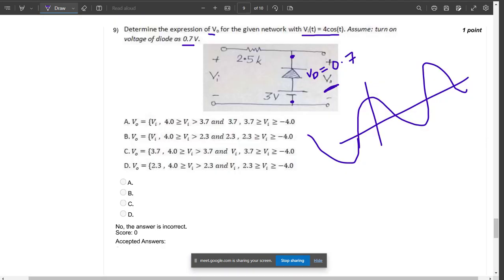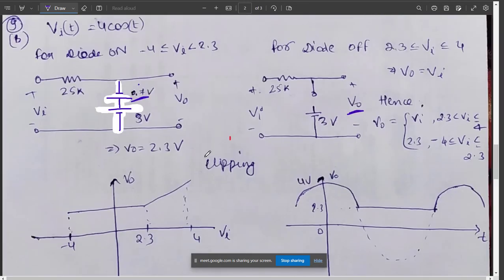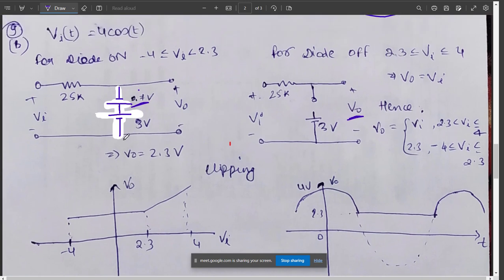So our diode is like this, right? It is in this direction. So if it is in this direction, that means the diode will be on when the current is in the negative cycle, right? When the current is in the negative cycle, it will be on. When current is in the positive cycle, it will be switched off, right? Now what you have to see is when it is on, that is in negative.